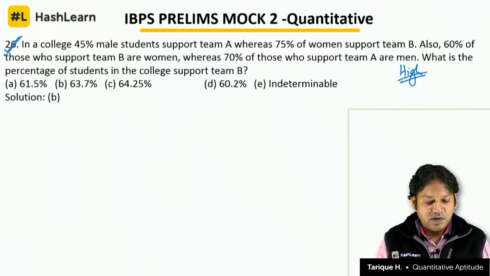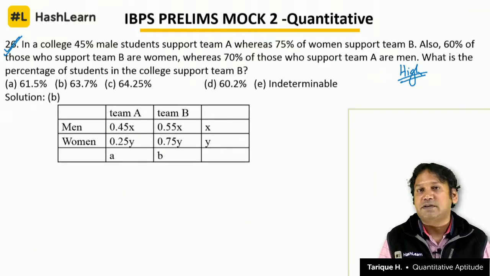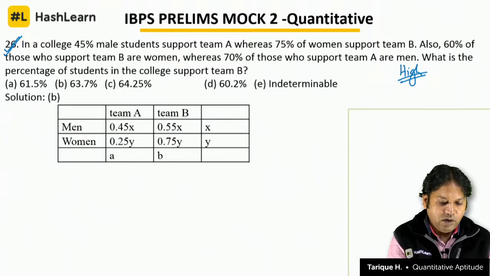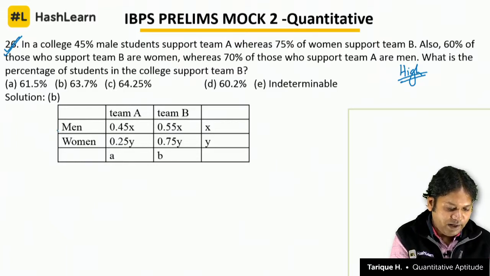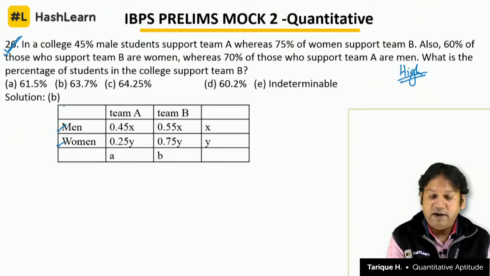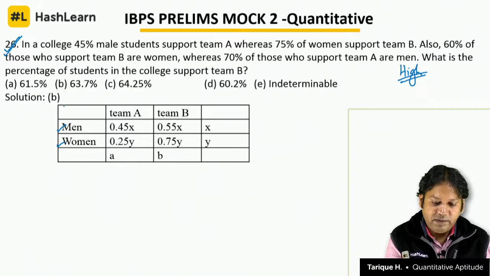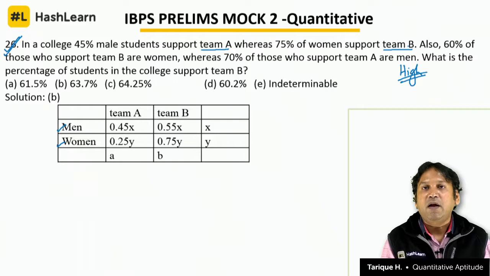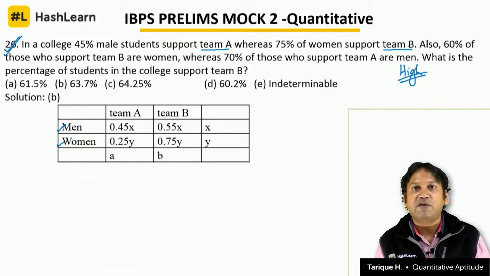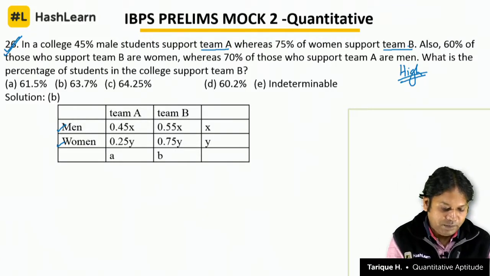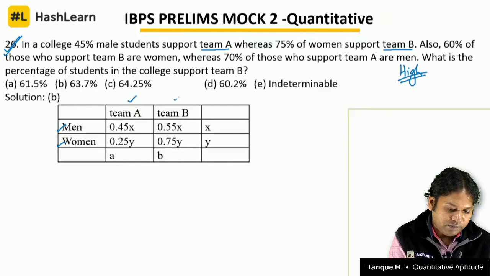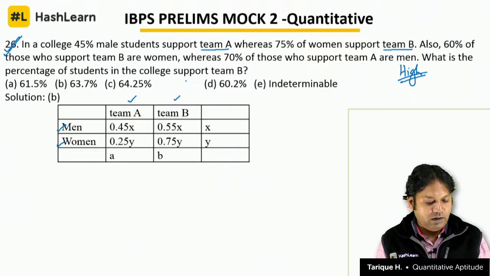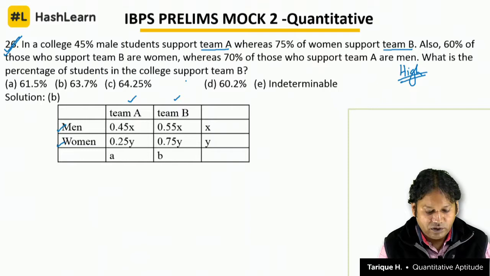So what you will do is you will make a table first. Quickly you will make a table. So we will see what the categories are. We have men and women, so we can write them on the left hand side, and we also have team A and team B. How many men, how many women, how many supporters of team A, how many supporters of team B. We will put them in the column headings. So men and women on the left hand side and team A and B on the top.